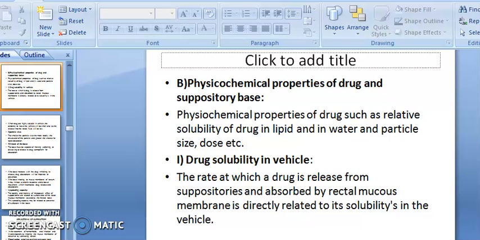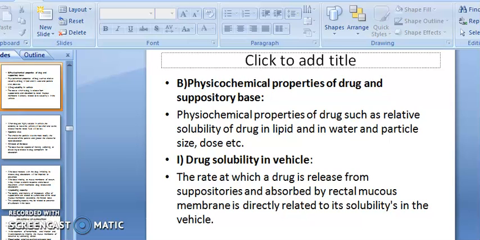Then physicochemical properties of the drug and suppository base. That is, the physicochemical properties of drugs such as relative solubility of the drug in lipid and water, particle size, dose, etc. If you are preparing a suppository, there are physicochemical properties like water solubility, lipid solubility, the size of the particle you are using for the formulation, and what amount of dose is required to show its action. These are the effects on the physical properties of your drug.